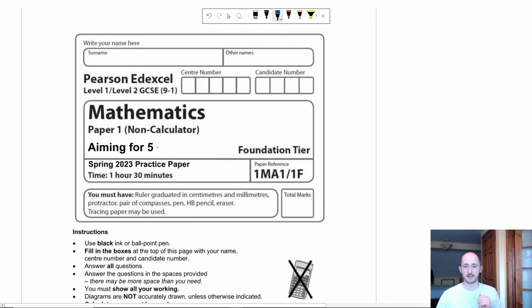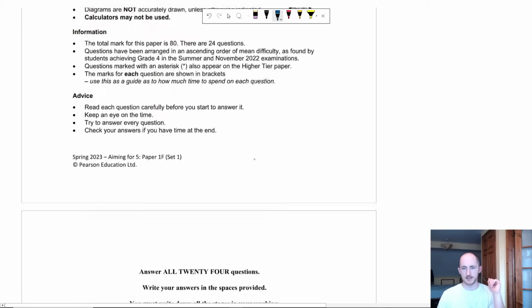This is a 2023 practice paper aiming for grade 5. It's made by Edexcel, but keep in mind there's an infinite overlap between all of the exam boards, so this is relevant to you even if you're doing AQA or OCR or something like that. So let's get into it.